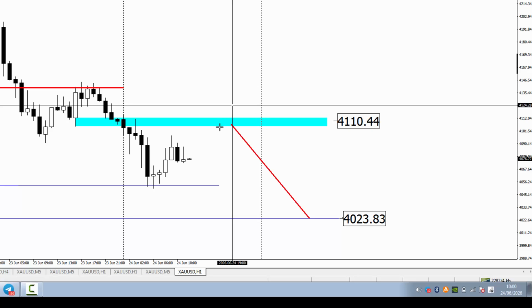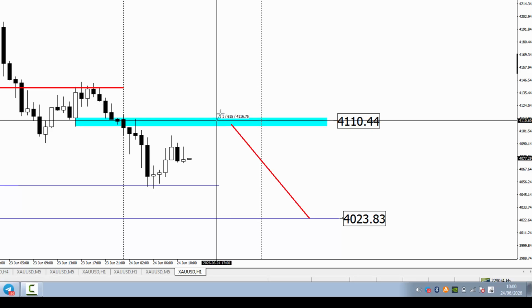If I was in that trade, I'd have about a $5 stop, which would put me somewhere up there, and I'd have a target down there, which is 860 points. So the risk reward is very high on that trade.